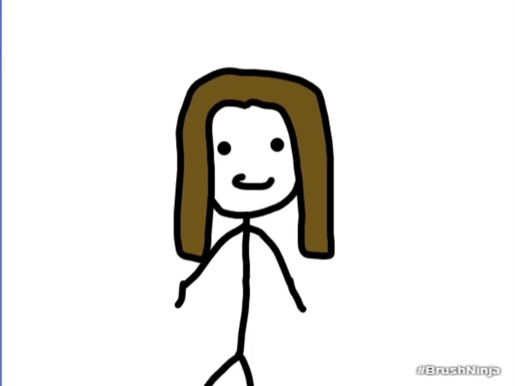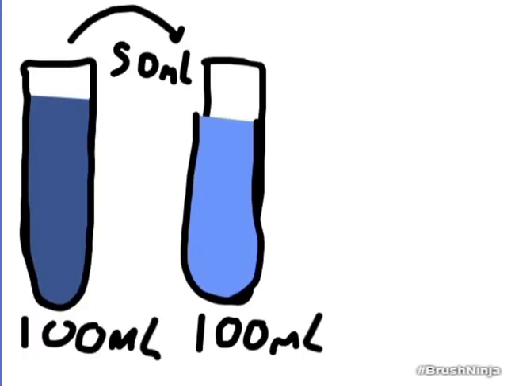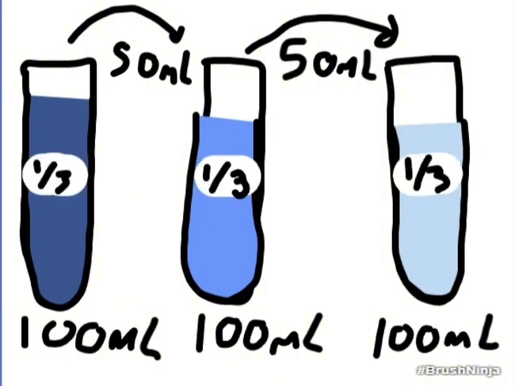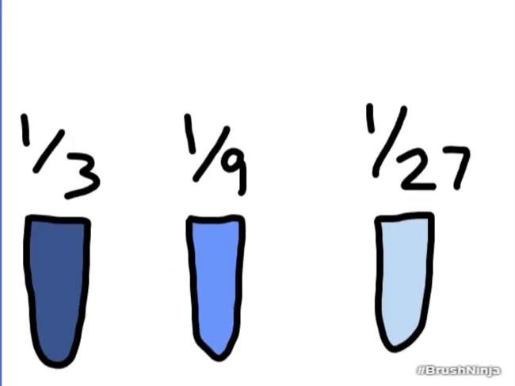Now let's look at a threefold serial dilution. To calculate the tube dilution, we'll take the volume of the sample, 50 milliliters, and divide by the total volume, 150 milliliters, and get 1/3 as our tube dilution. Then to calculate the final dilution for each tube, we just multiply the tube dilution of each tube together.